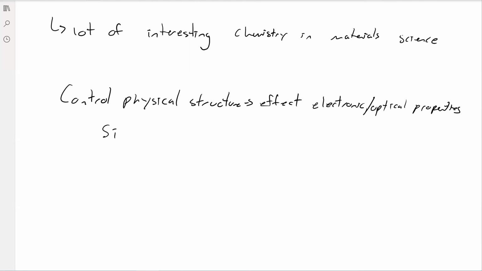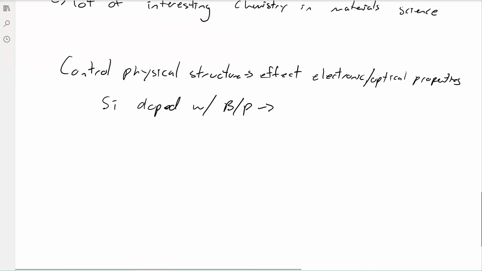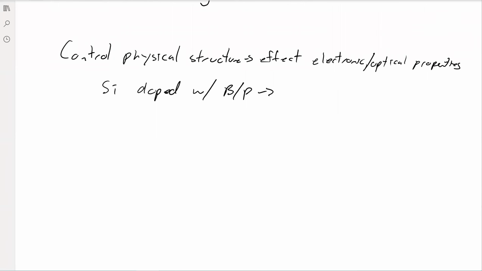So for example, silicon is doped with boron or phosphorus. So impurities are added to the silicon. Boron is usually an interstitial impurity. Phosphorus is usually a substitutional impurity. And when you do that, you totally change the electronic properties of the silicon. Silicon is usually a very poor conductor. It's a semiconductor. By doping it, you can make it conduct a lot better, or you can make it into an N or P type semiconductor.